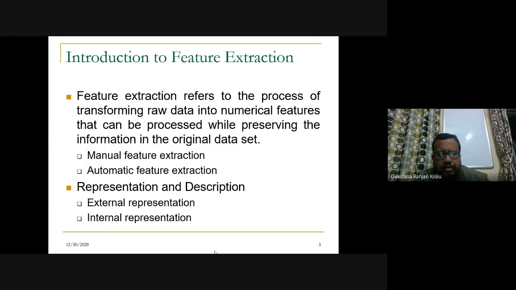Now in case of automatic feature extraction, we don't need to provide explicit data or explicit information for executing the feature extraction technique in the form of a program. In automatic feature extraction, the corresponding algorithm automatically extracts the features, and then they are encoded for matching or pattern classification.